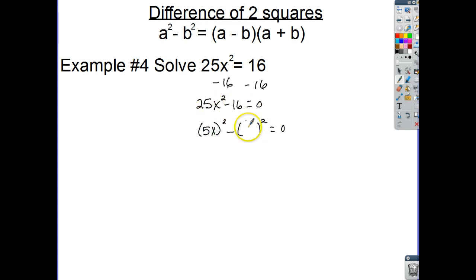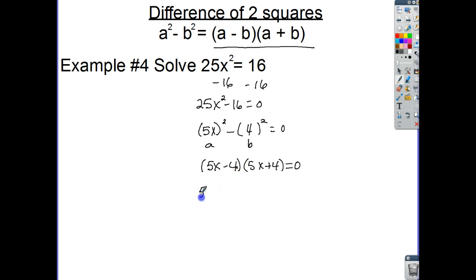What can I square and get 16? 4. So what I've done here is established that a is equal to 5x and that b is equal to 4, and all I do is take our formula up here and plug in 5x for a and 4 for b. So this becomes 5x minus 4 times 5x plus 4. I factored it by formula. It did all the thinking for me. I just plugged numbers in where it said a and b.